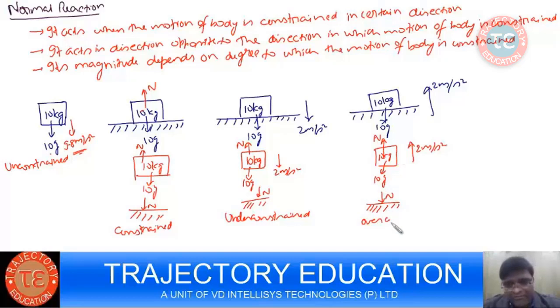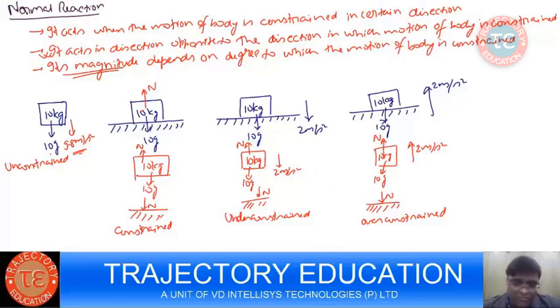So I'll call this over constraint, right? I hope you understand the meaning of constraint. Constraint means not free, not free. This is unconstrained. This is constraint, under constraint, over constraint. So you know the direction which the motion is constrained, normal reaction act opposite to it. Now let's talk about third point.